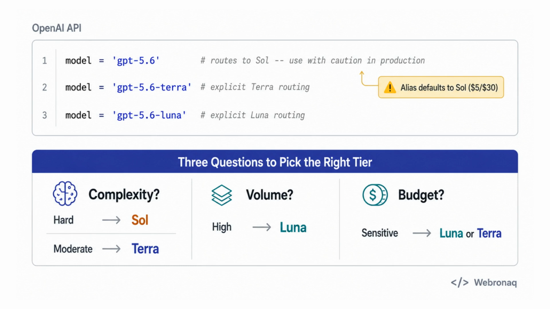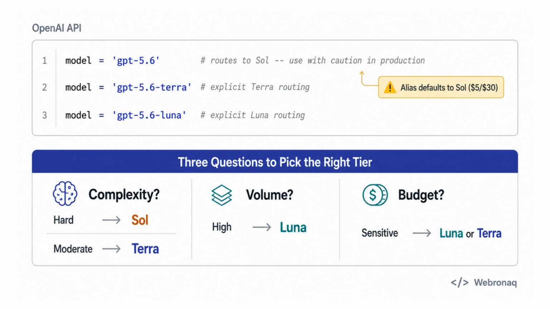Now to wrap up, here is the 3-question framework that makes tier selection simple. First, how complex is this task? Hard multi-step reasoning or agentic work means Sol. Second, how high is the volume, or how tight is the latency? High volume or speed-critical paths push you toward Luna. Third, how sensitive is the budget? If cost is a constraint, start with Terra, and only escalate to Sol where quality genuinely demands it.